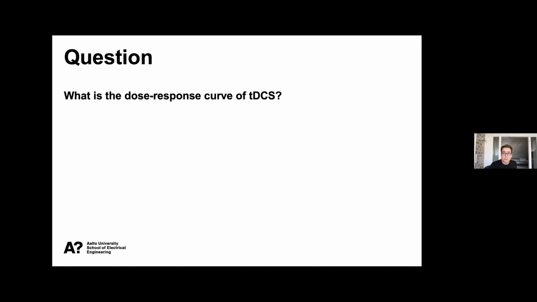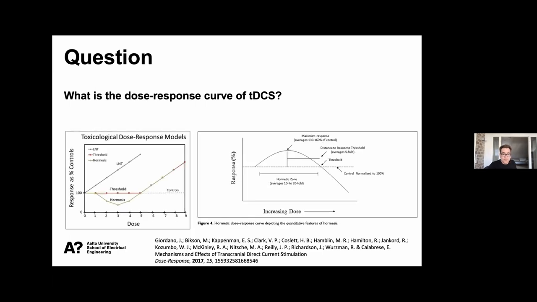And it is already possible to do the calculations of the electric fields and optimize the electrode locations so that we get a desired electric field. This is already possible. However, the problem is that we don't know what the electric field should be to get the desired effect. There have been some hypotheses of the dose response curve of tDCS. If you knew the curve, then it would be possible to set the target electric field value to get the desired effect.